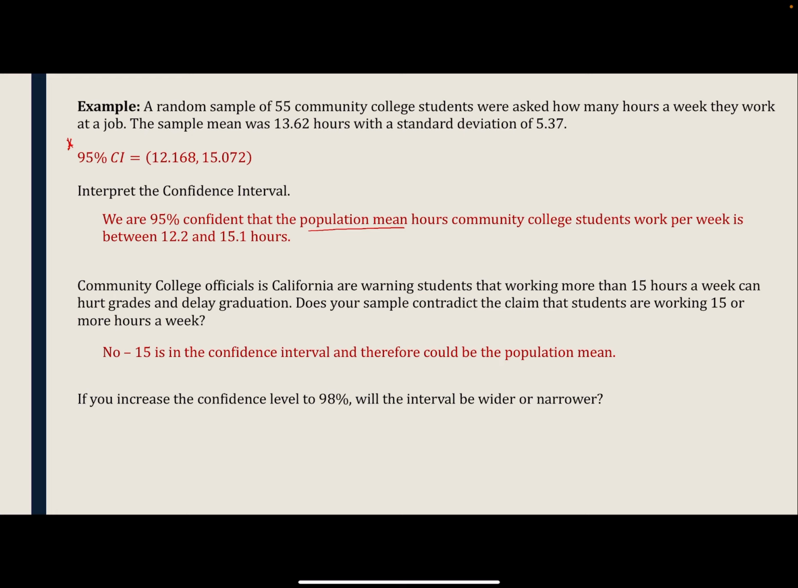If we increase the confidence level to 98%, does the interval get wider or narrower? So remember that if you want to be more confident, you need a larger target, which means that your interval will be wider.